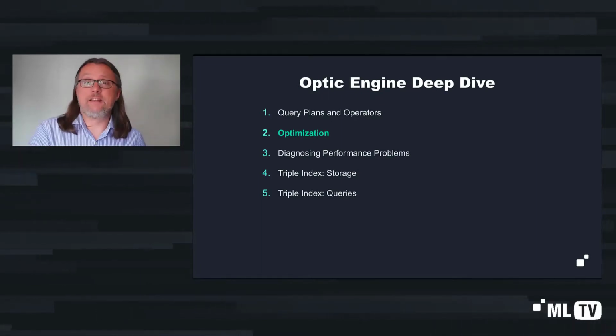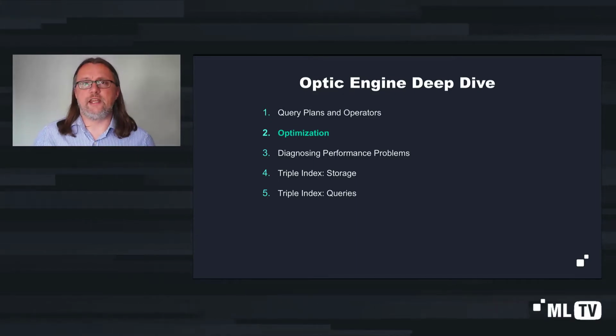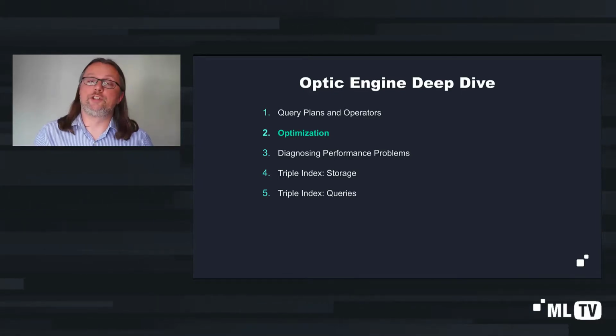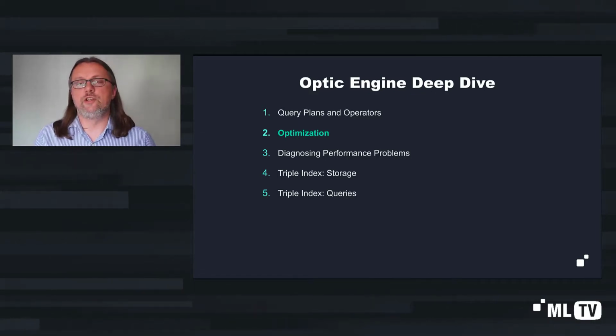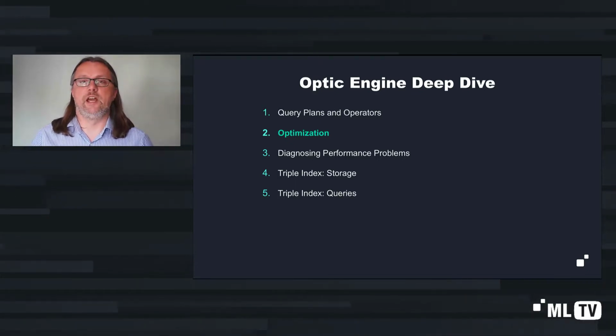This is the second part of a 5-part deep dive into the Optic Engine and how it's implemented under the covers. What that means is that if you have not watched the first part about query plans and the operators that are in them, you may find it useful to go back and look at that before you watch this part. Because we're going to dive straight into how optimization happens and what kind of choices we're making about those operators in order to get the most optimal query plan to execute it.